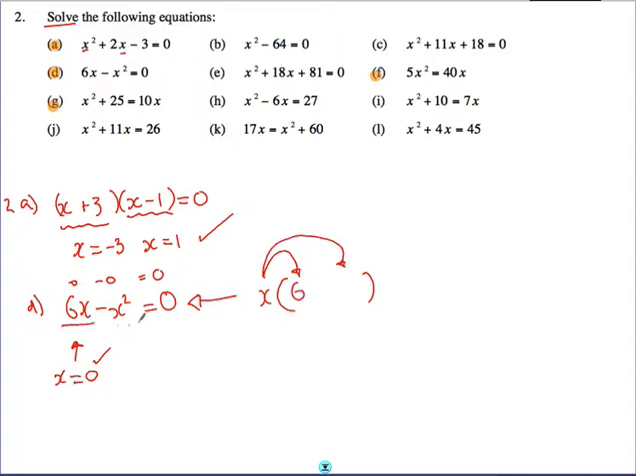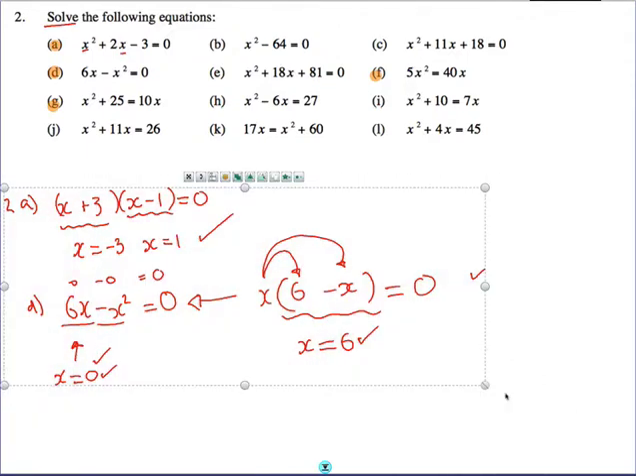x times what gives us minus x squared? x times minus x gives us minus x squared, and we've done it, and that's equal to 0. Remember, if x was 0, 0 times anything is 0, so that was definitely correct. And inside the brackets, if x was 6, then 6 take away 6 is 0, so 0 times anything is 0, so x is 6. Right, we've done it, finished. Let's move on.